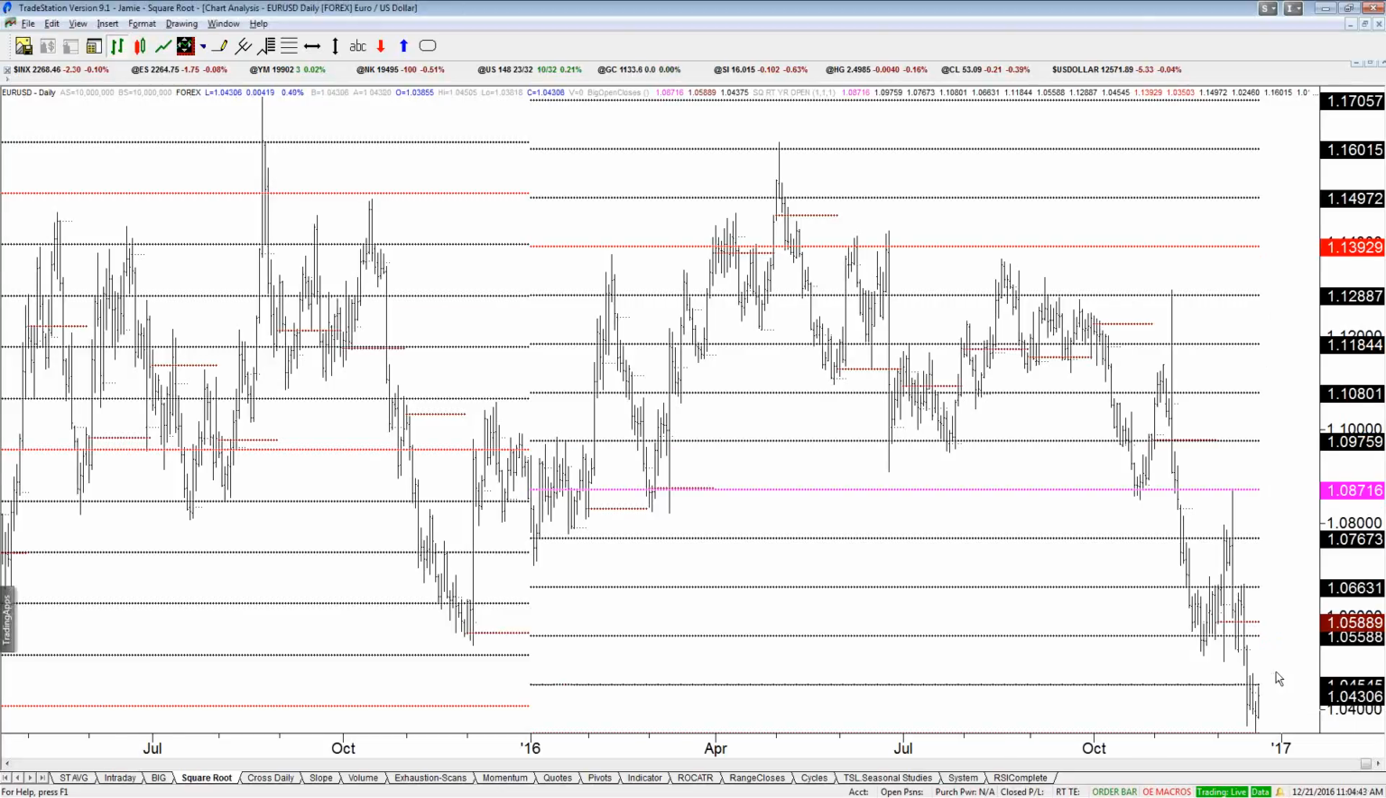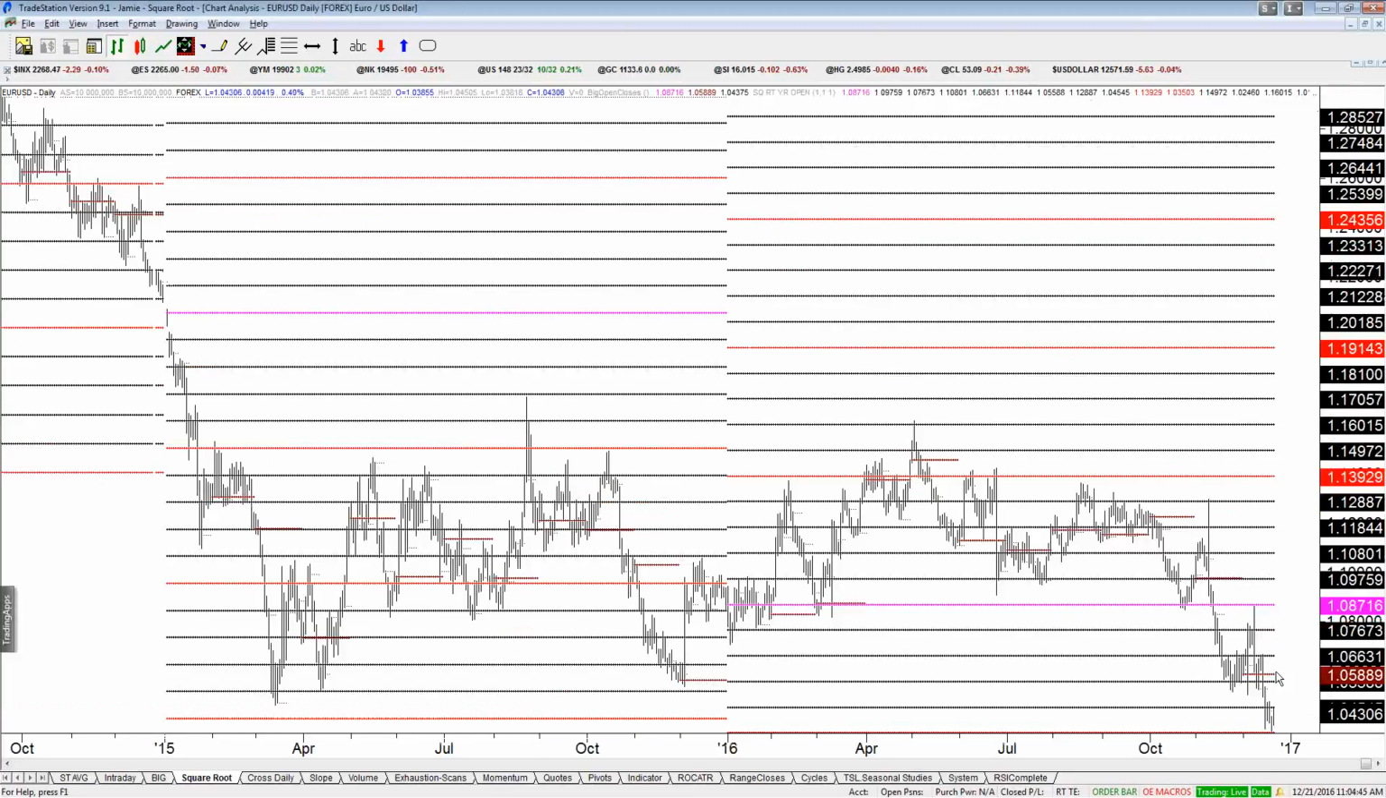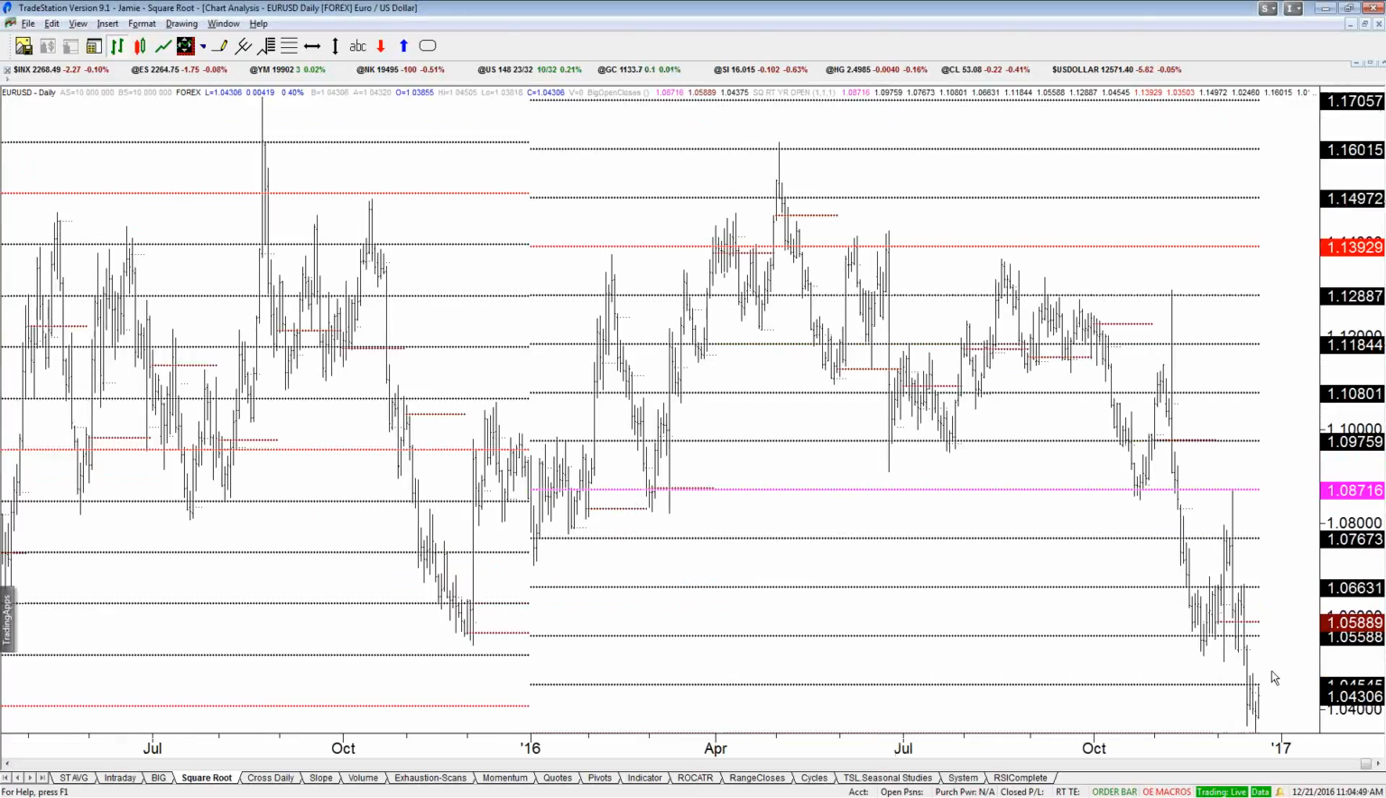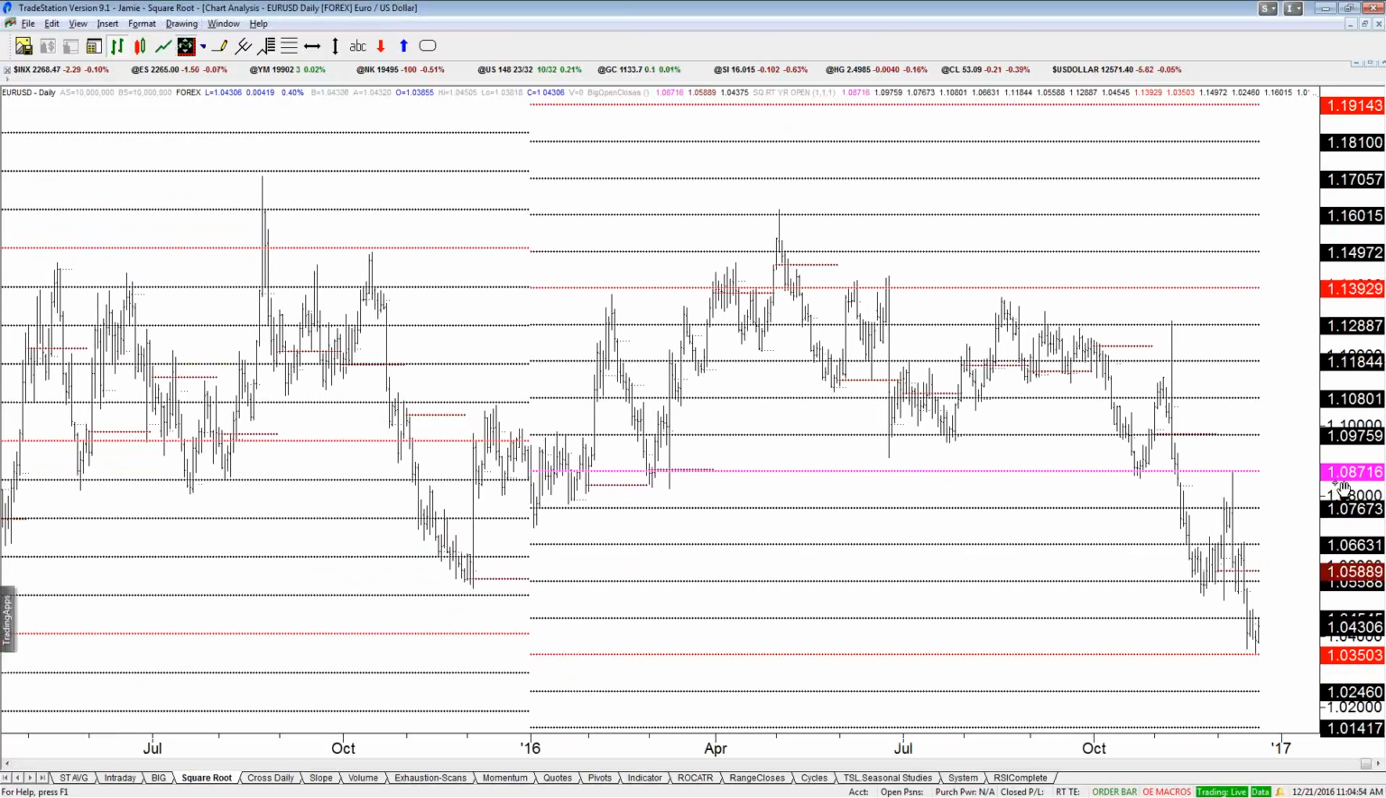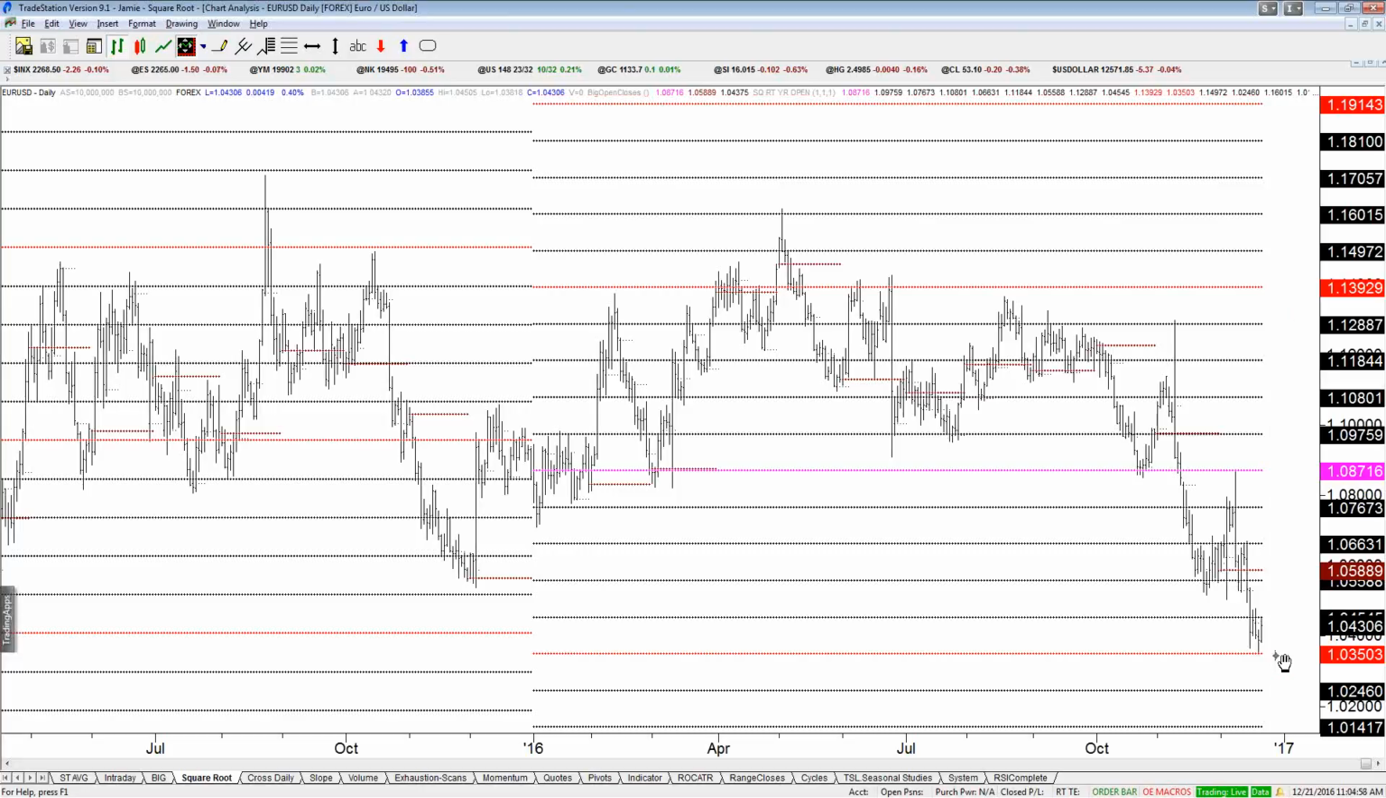So you can see symmetry in these things a lot of times. If we look, for example, with euro, yesterday's low was one tick above the fifth square root progression.